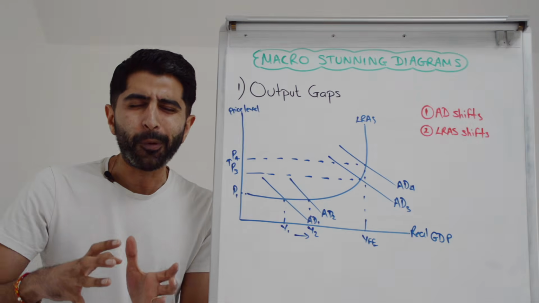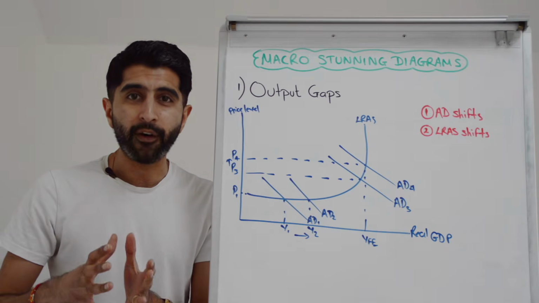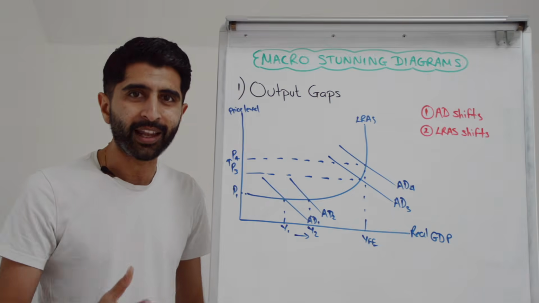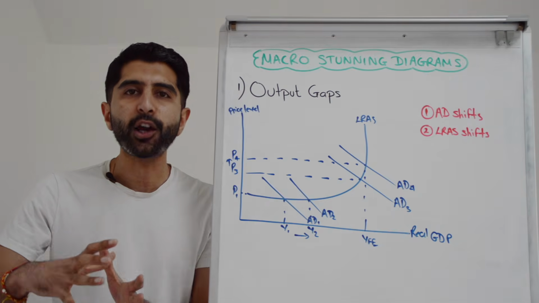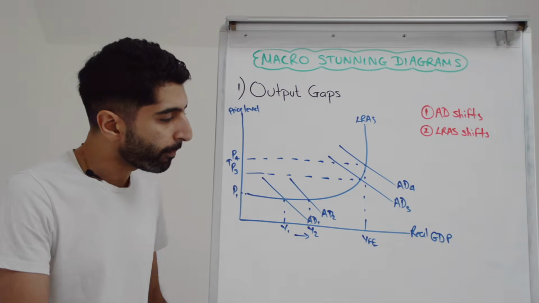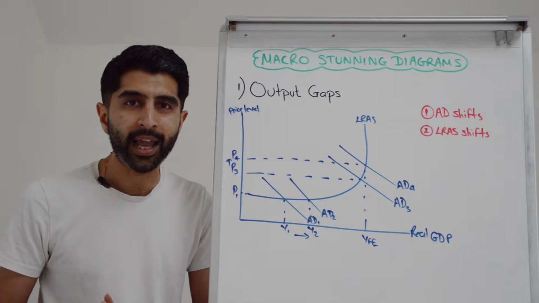Know that you can use output gaps as incredible evaluation whenever you're shifting AD or LRAS. It's the Keynesian ADAS model that you can use for output gap evaluation. So take, for example, a shift of AD when the economy's got loads of spare capacity, a large negative output gap, where AD1 is, right? At Y1, there is a huge negative output gap.